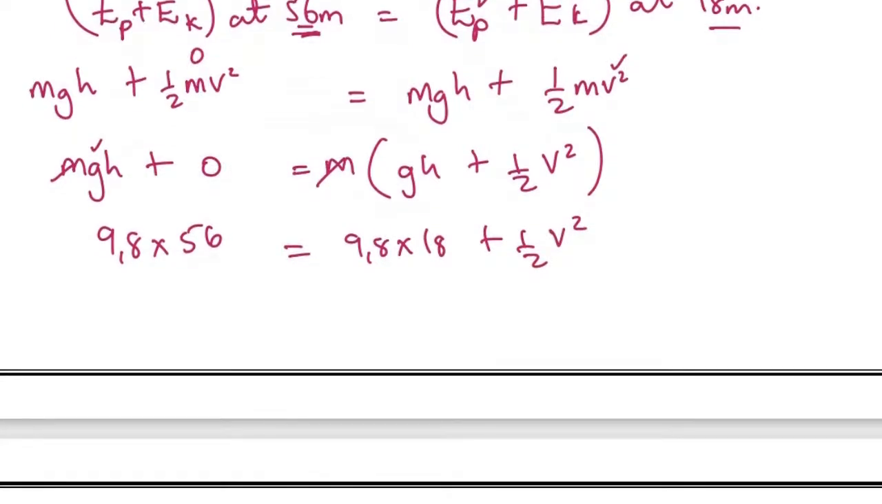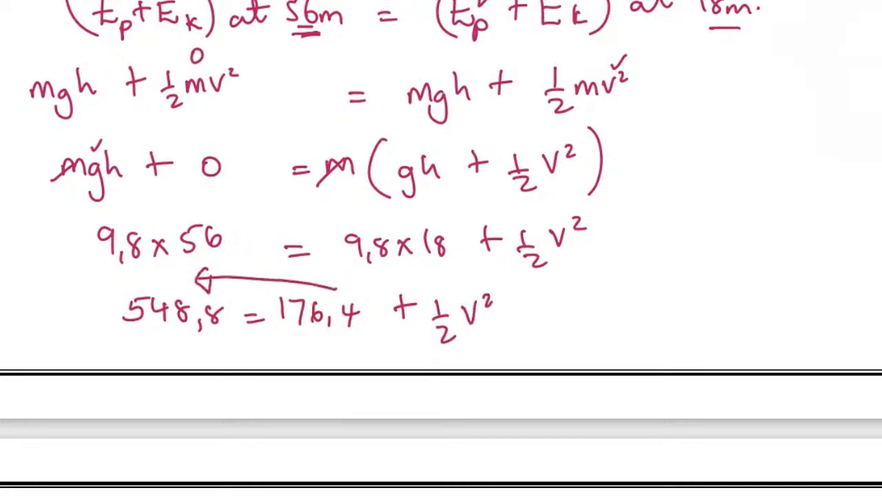All right, then 9,8 times 56, I'm getting 548,8. Then 9,8 times 18 meters, that is 176,4, and then plus a half v squared. And then I'm going to transpose this to that side. So 548,8 minus 176,4 is giving me 372,4, which is equal to a half v squared.